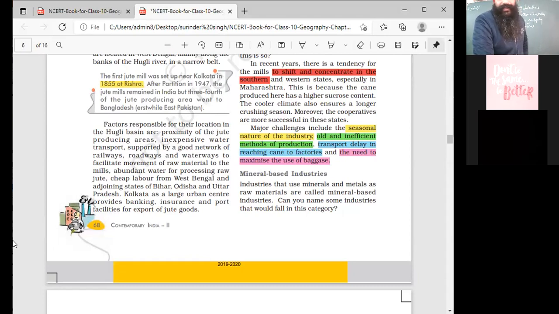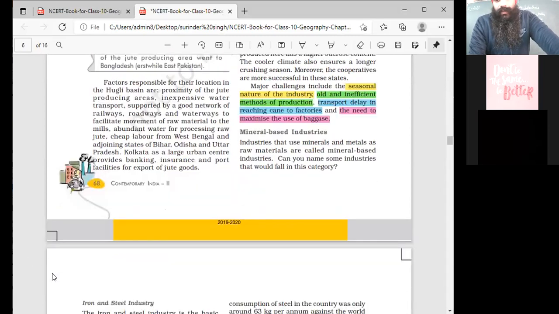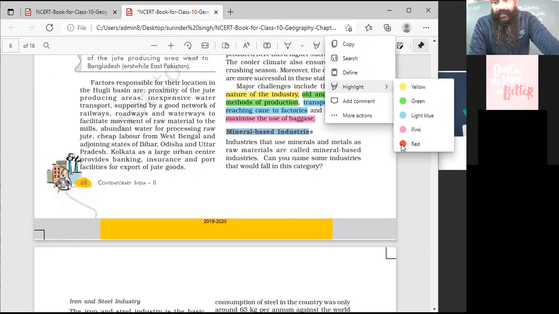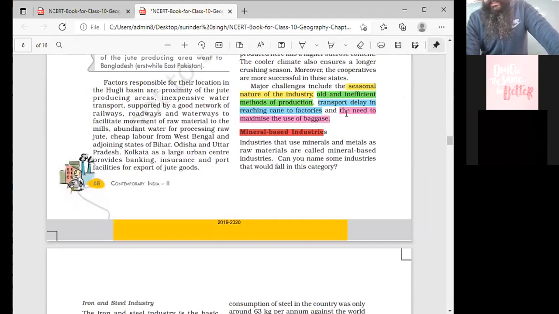Now, mineral-based industries. The next type of industries, by source of raw material, are the mineral-based industries. Industries using minerals as their raw materials are termed mineral-based industries. Examples: iron and steel industries, petrochemicals, cement, automobiles, aluminium, etc.